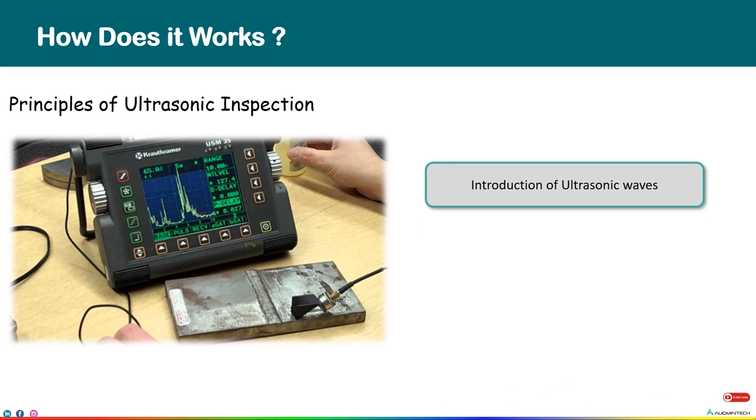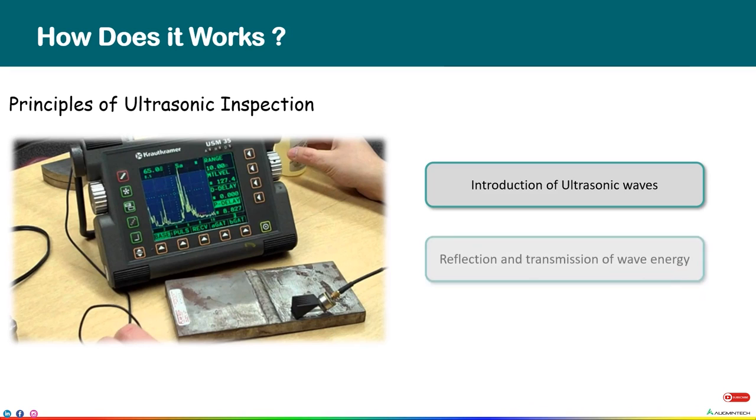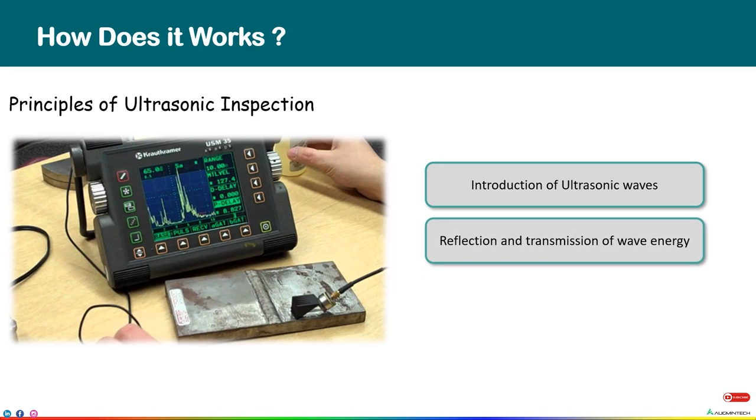So, the first step is introduction of ultrasonic waves. Ultrasonic waves are introduced into a material where they travel in a straight line at a constant speed until they encounter a surface. Second step is reflection and transmission of wave energy. At surface interfaces, some of the wave energy is reflected and some is transmitted.